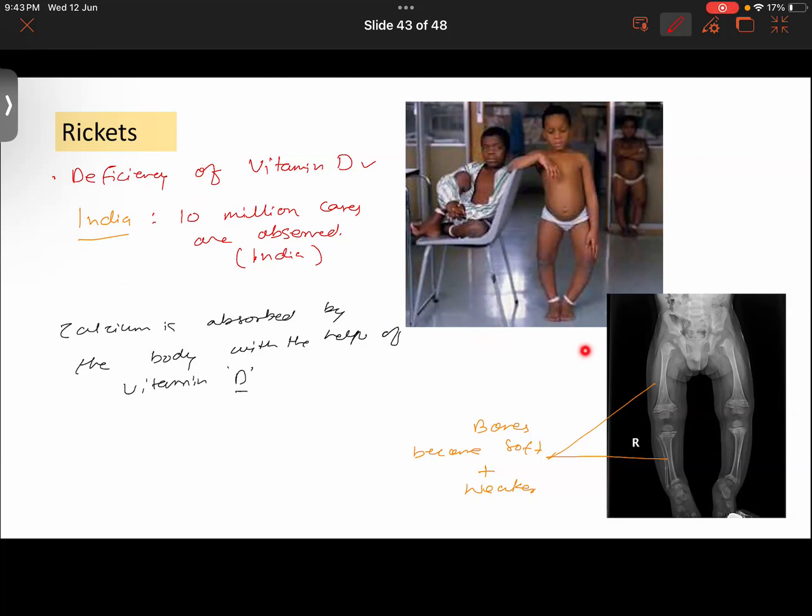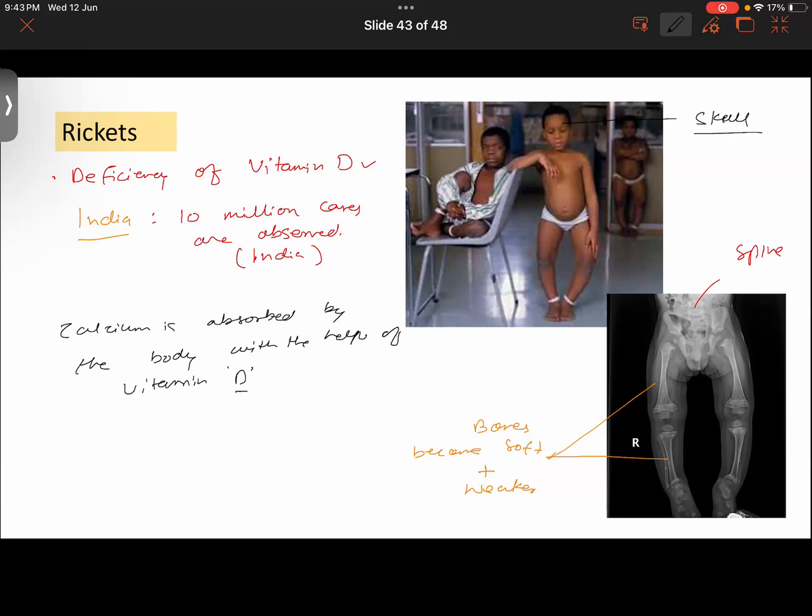The symptoms are that the bones will not grow properly. They will be weak. The children will be developing pain, pain in the spine also. Bones will be bent like this. So all these are the problems. In several cases, it is seen that the skull will also get deformed. The skulls will also not grow properly. So all these are the problems, but it is treatable.